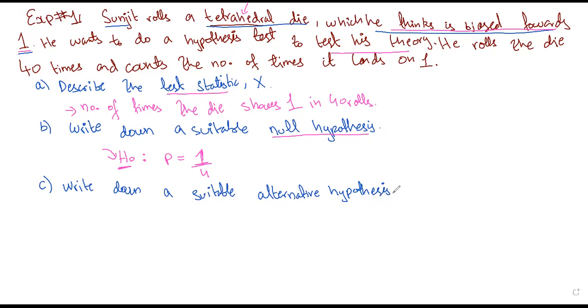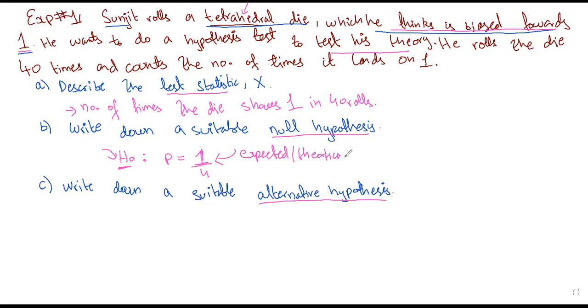So any idea about this part? I'll just give you a quick hint. Alternative is a changed expected value or theoretical value, right? In the null part, we use the expected or theoretical value, that which is based on the theory.